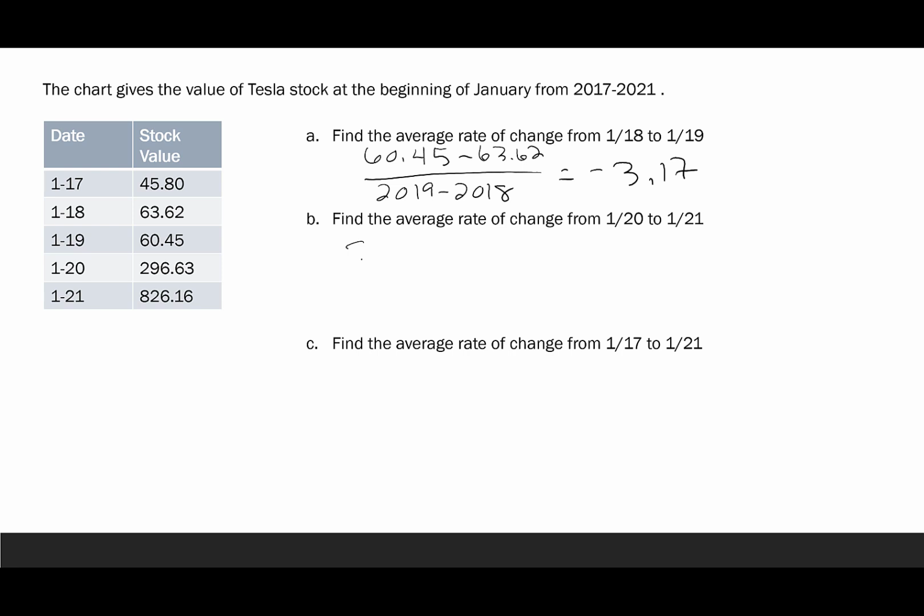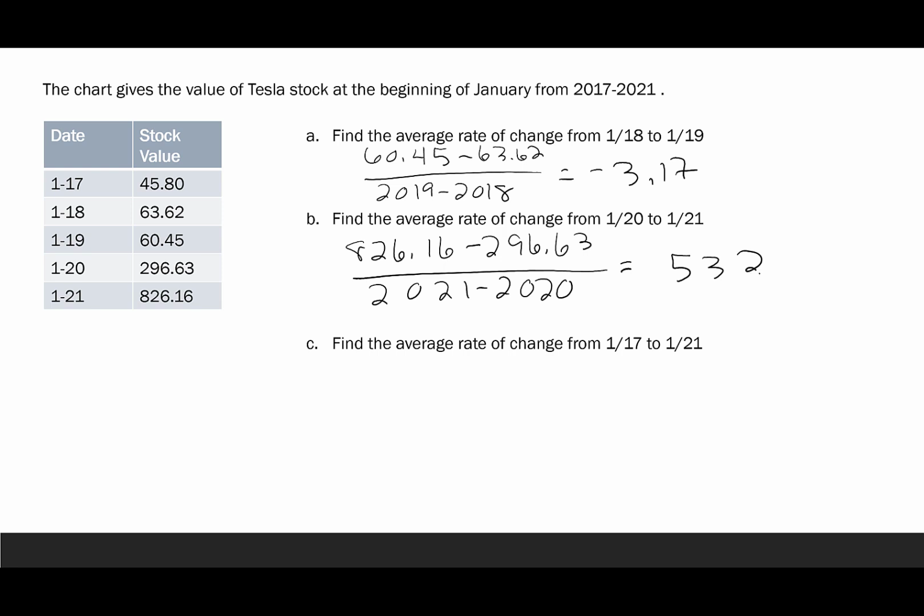So in January 2021, the stock was $826.16. In 2020, it was $296.63. And again, here's this 1 year, 2021 minus 2020. This says this was a change of 532.53. And then our last one, I'm going to do over the whole time period.